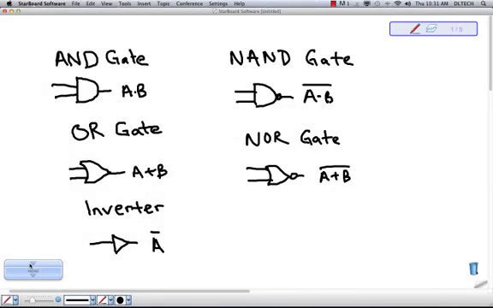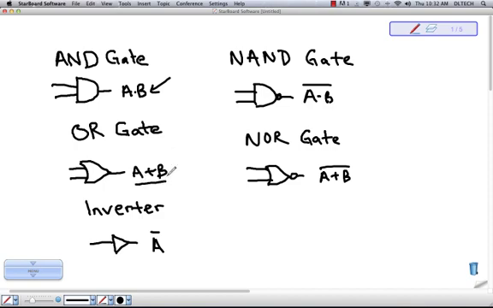First of all, we're going to look at the logic gates. Here we have our AND gate, the Boolean equation, which would be this one here, is A and B. At the OR gate, we have our Boolean equation being A or B.